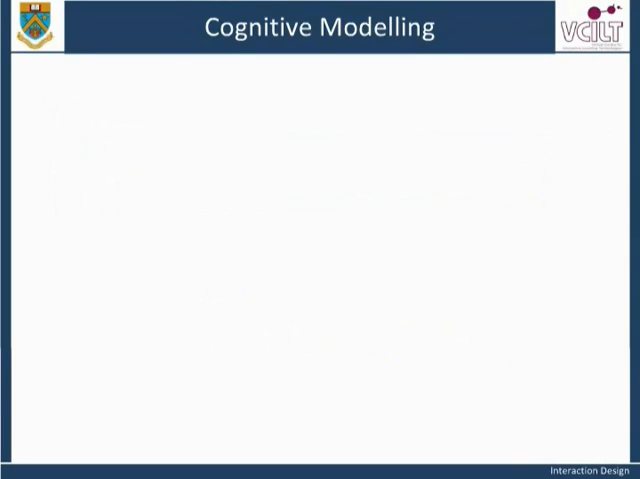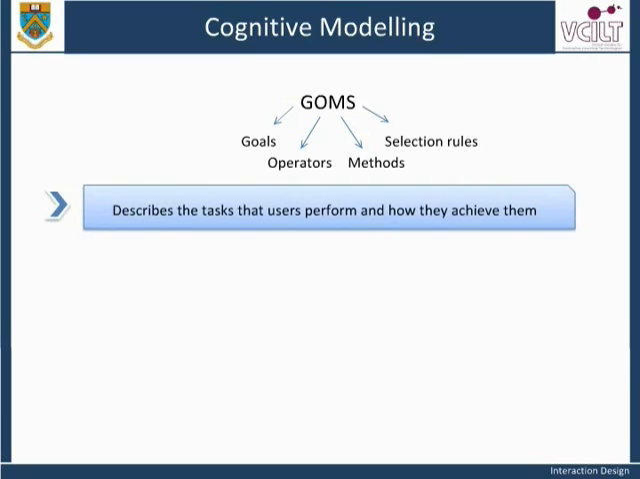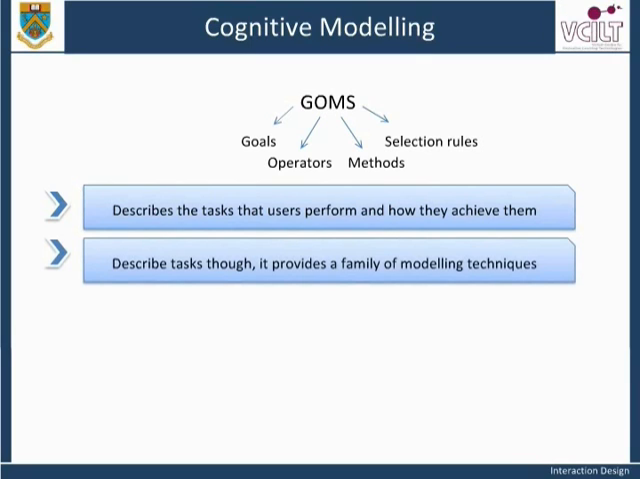Let's have a look at a brief overview of GOMS. GOMS uses an explicit model of cognitive processes developed from studies of users. GOMS itself stands for goals, operators, methods, and selection rules. This core set of concepts describes the tasks that users perform and how they achieve them. GOMS is more than just a way to describe tasks, though. It provides a family of modeling techniques which can be used to generate predictions of the time to complete tasks, given descriptions of the tasks and their user interfaces to be used.